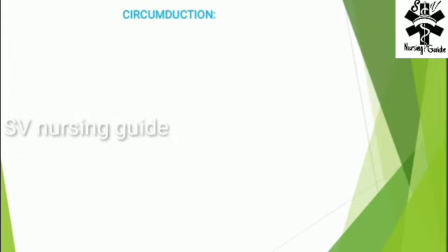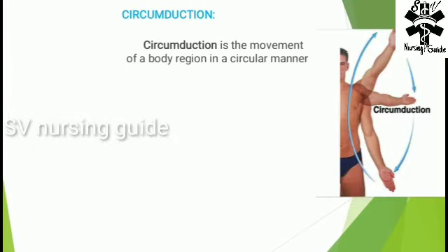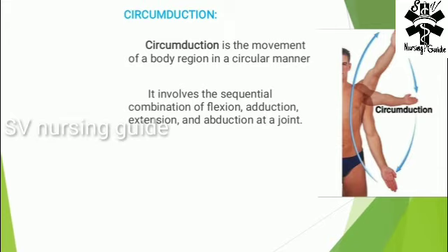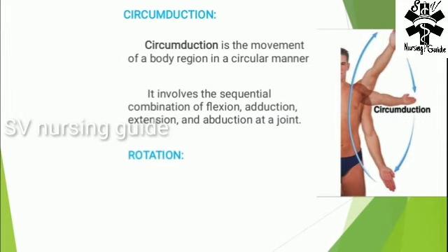Next, circumduction. Circumduction is the movement of a body region in a circular manner. It involves the sequential combination of flexion, adduction, extension, and abduction at a joint. You see, when we rotate our hand, it involves the combination of flexion, adduction, extension, and abduction at a joint. It is called circumduction.